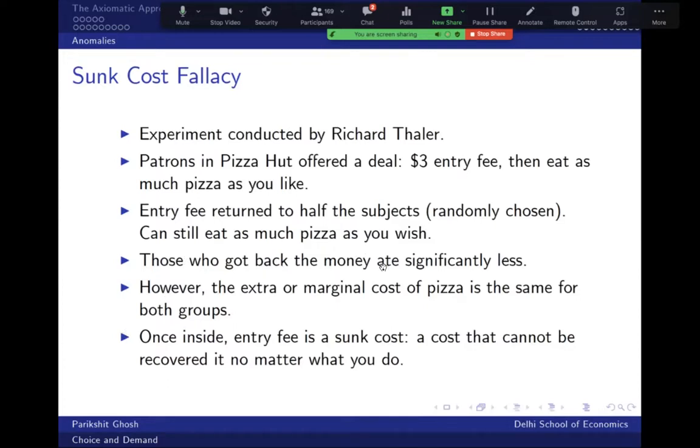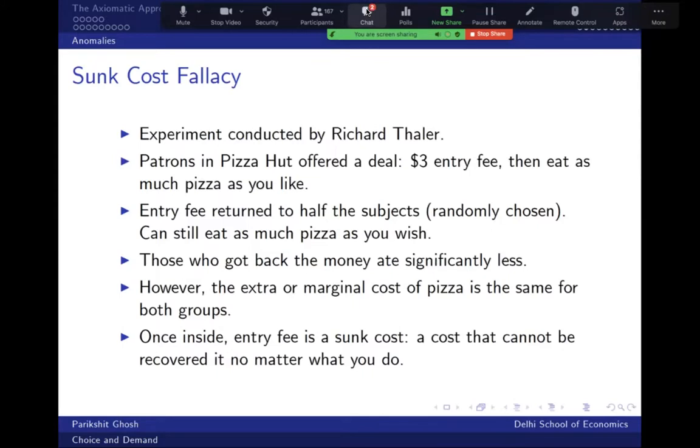It turns out in the experiment that those who got back the refund ate significantly less pizza. Those who didn't get the refund, whose entry fee remained at $3, ate more pizza. So they were influenced by their sunk cost. That's the point. So that's a kind of straightforward failure of rationality of choice. Yes, people are influenced by sunk costs. That's what this shows, at least in this context.